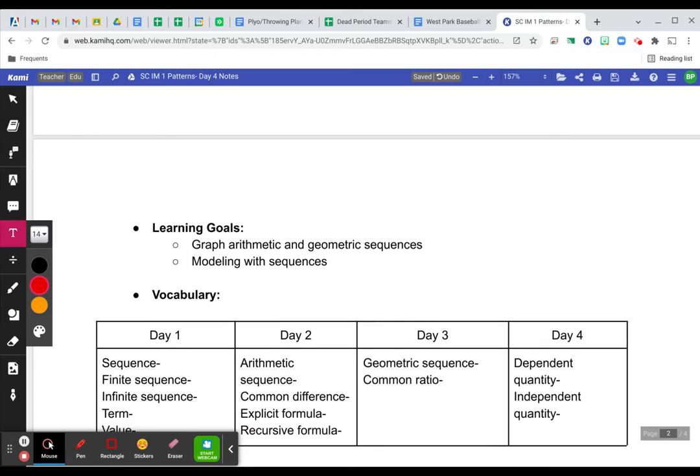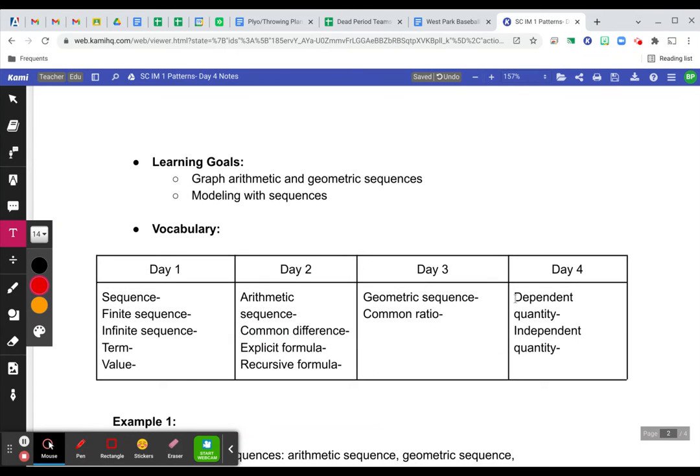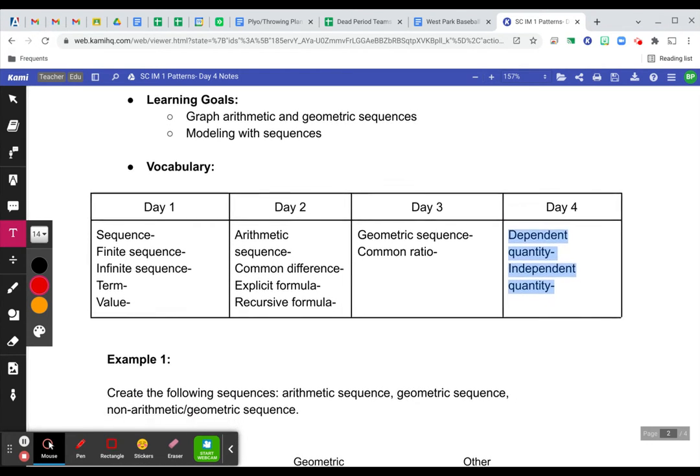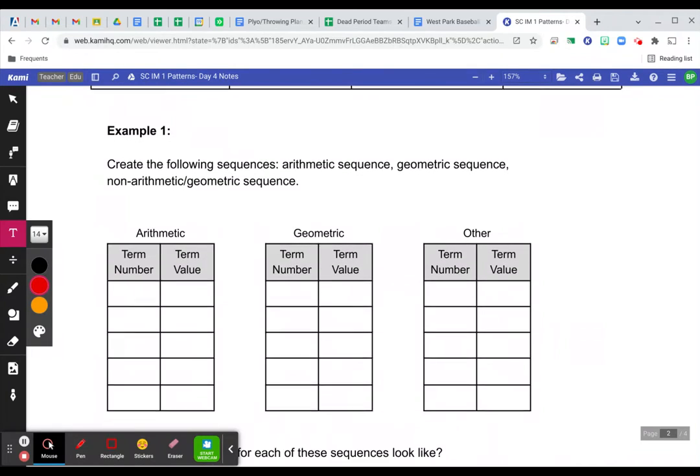Now, jumping on down, we are identifying independent and dependent quantities today. That is one of the things that we are focusing on. And our learning goals are that we are going to actually graph sequences and model sequences today.